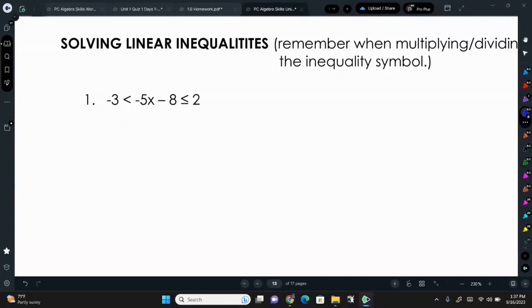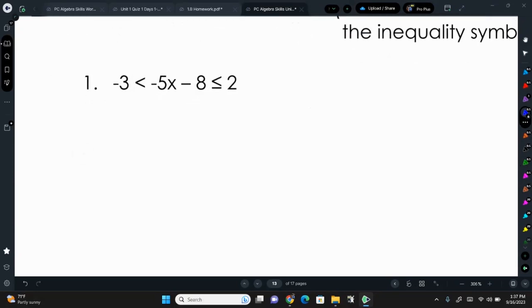Right, now solving inequalities. This is sometimes a little bit tricky because we really have three sides. We have the left side, the middle side, and then the right side. So we're still going to try to get x by itself, so we're going to add 8, but we're adding 8 to every side. So now it's going to become 5 is greater than or equal to -5x, which is less than or equal to 10.